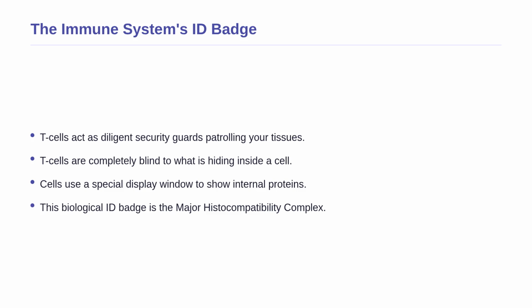To start, imagine you are a security guard at a highly secure facility. Your job is to check identification badges. In your body, T cells act as these diligent security guards. However, they have a major limitation. They are completely blind to what is hiding inside a cell. To solve this, our cells use a special display window, which is the MHC. By constantly presenting little pieces of internal proteins on these MHC molecules, the cell proves it is healthy or raises an alarm if infected.